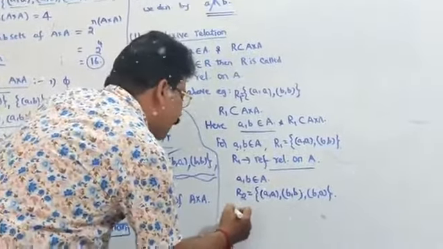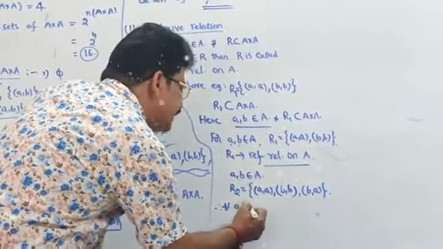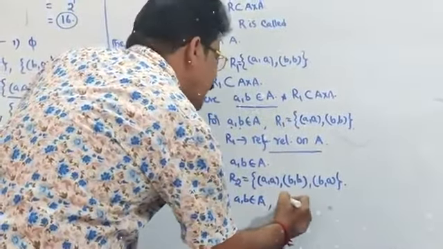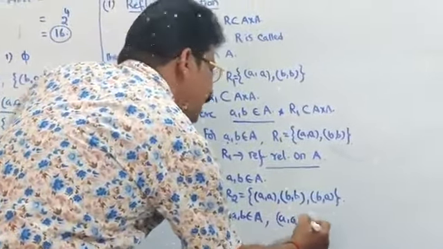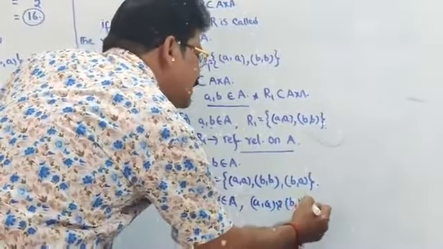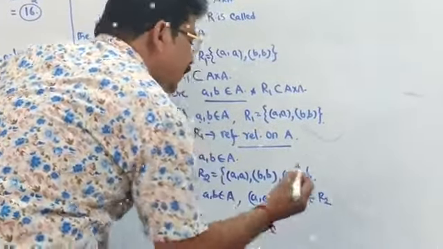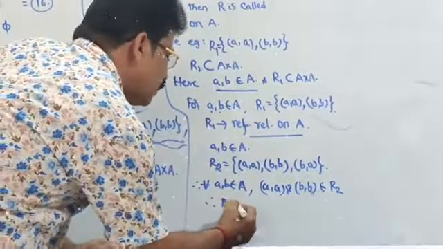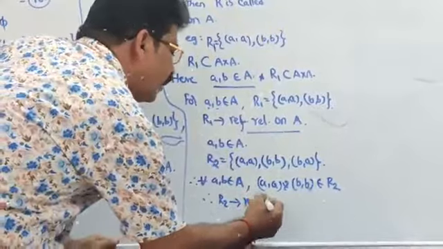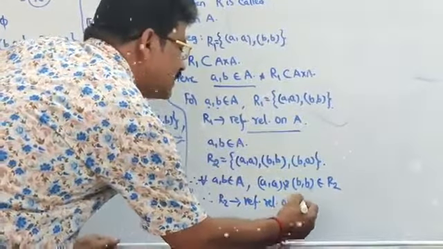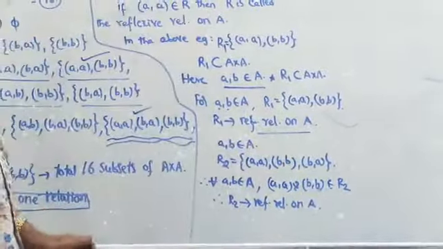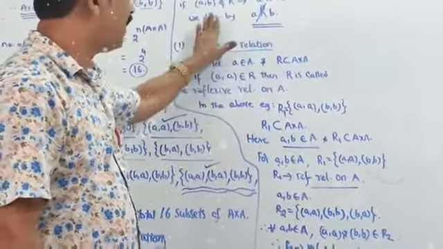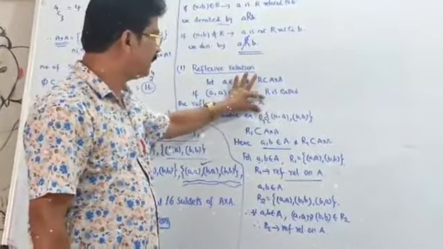Therefore, for all A, B that belong to capital A, (A, A) and (B, B) belong to capital R2. Therefore R2 is also a reflexive relation on simply A, or A cross A. This is the complete definition of reflexive relation on a certain given set capital A.